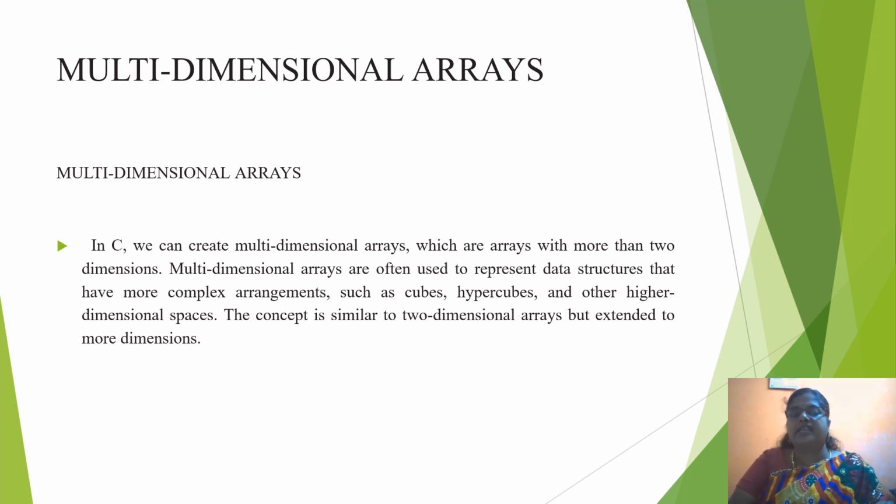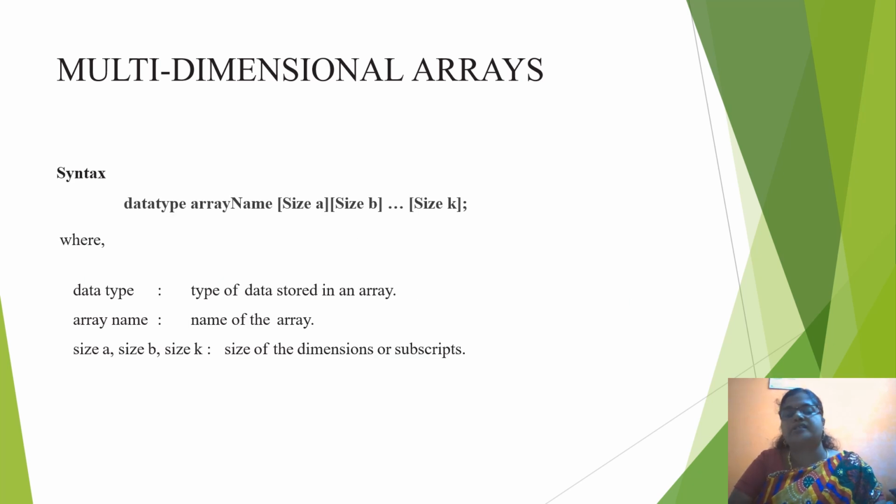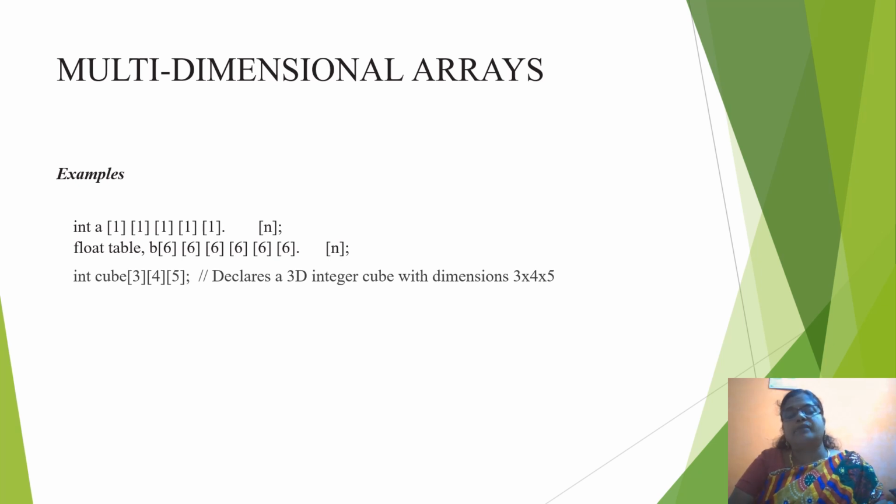Multi-dimensional array. In C, we can create multi-dimensional arrays, which are arrays with more than 2 dimensions. Multi-dimensional arrays are often used to represent data structures that have more complex arrangements such as cubes, hypercubes, and other higher dimensional spaces. The concept is similar to two-dimensional arrays but extended to more dimensions. Syntax of this is data type array name of size A, size B up to size K. Data type is the type of the data stored in an array. Array name is the name of the array. Size A, size B, size K, the sizes of the dimensions, are subscripts. So these are examples of multi-dimensional arrays with many dimensions.